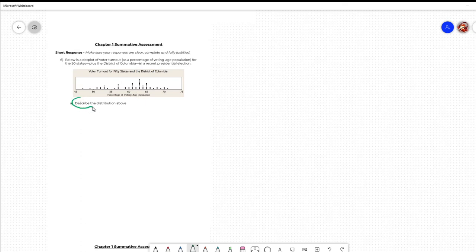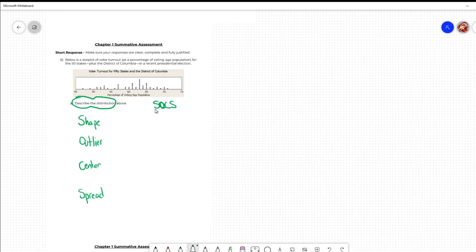Whenever we hear the term describe the distribution, that means time to take out your SOCS. I don't care if they're old and they're smelly. It's time to use SOCS. Okay, so shape, outlier, center, and spread. It doesn't matter what order you address them in, but you need to address these 4 things.